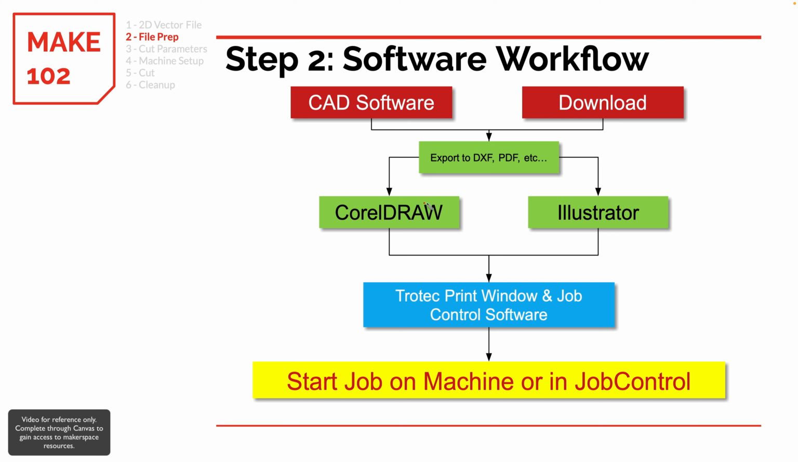Then, once we have done that, we come out of the software and we go into the print window. And in the print window, we set the cut parameters, and then we send the file to the machine to be cut. So what we're going to do now is look at how to open these files in both CorelDRAW and Adobe Illustrator, and how to set them up to make cuts.